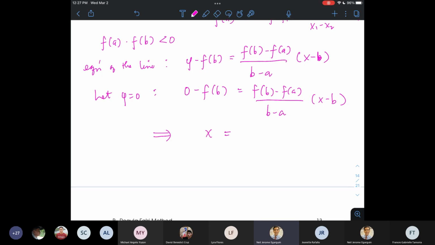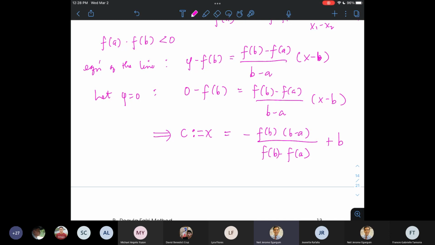We'll get x equals negative f of b times b minus a all over f of b minus f of a, tapos magkaka-plus b ako. Tama ba? Sana tama yung algebra ko. So double check the algebra. So I just let y be equal to 0 and then solve for x. Tapos, ito yung magiging value ni C.